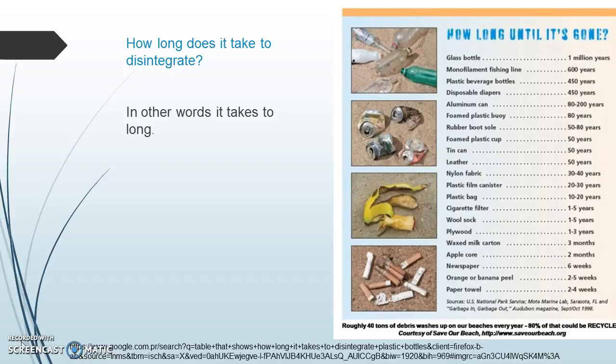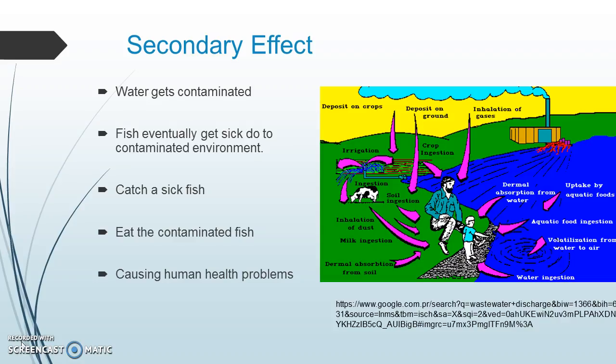If we look, a cigarette filter takes from 1 to 5 years. Leather takes up to 50 years. Rubber boot takes from 50 to 80 years. Aluminum cans take anywhere from 80 to 200 years. And glass bottles take up to 1,000,000 years to disintegrate completely. In other words, it takes way too long.